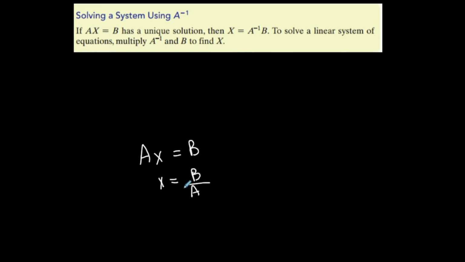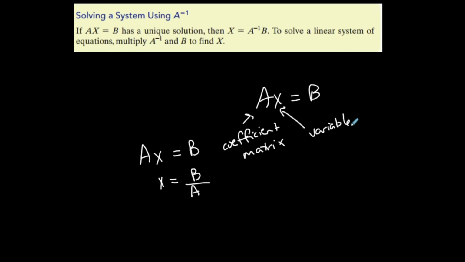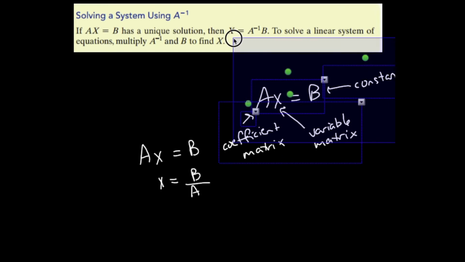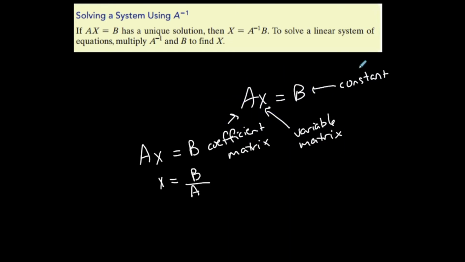Well, we can't necessarily divide a matrix by a matrix. So what do we do? So A is the coefficient matrix. X is your variable matrix. And B is your constant matrix. That's what they're called. And I'll show you what I mean.